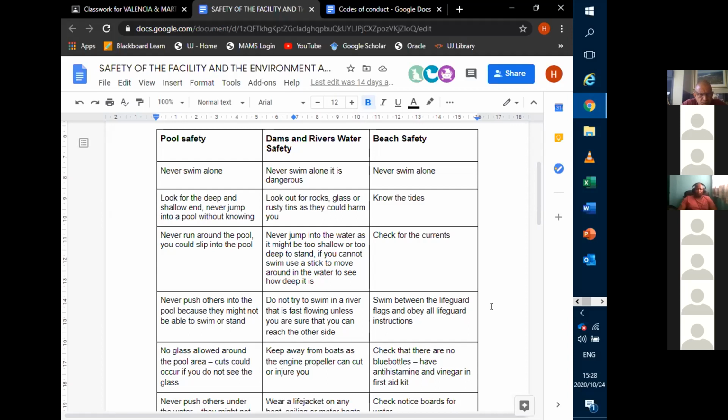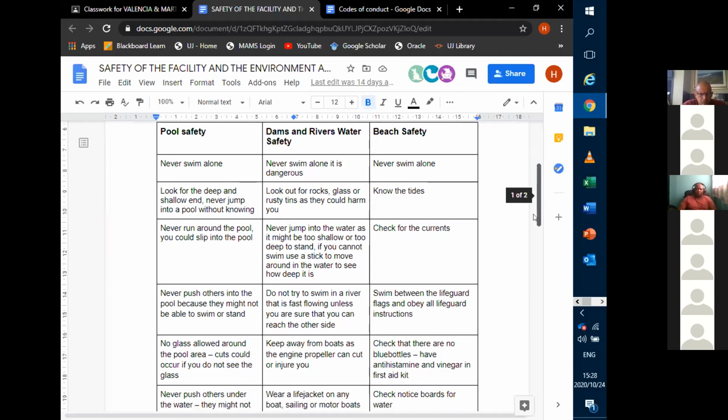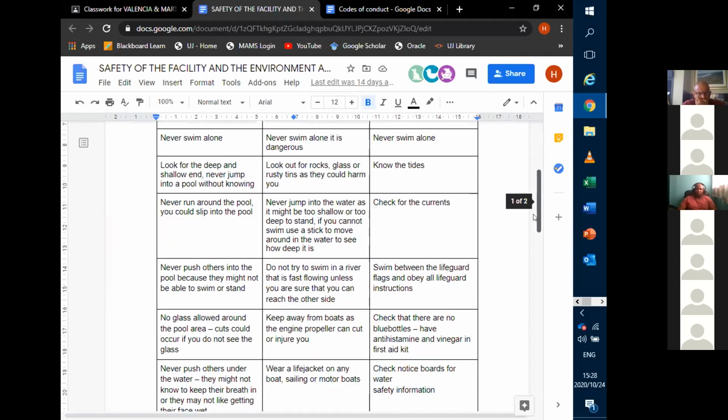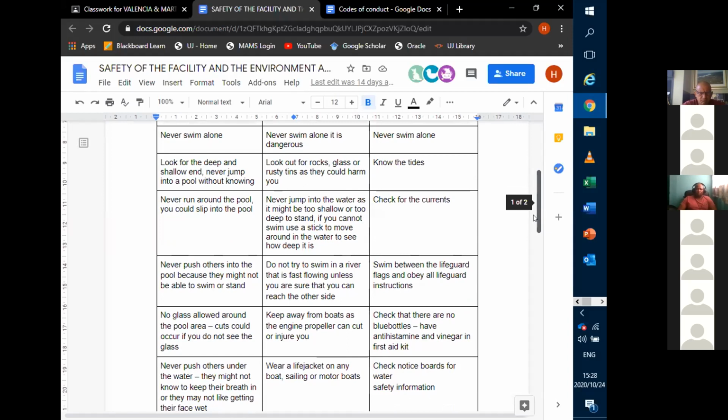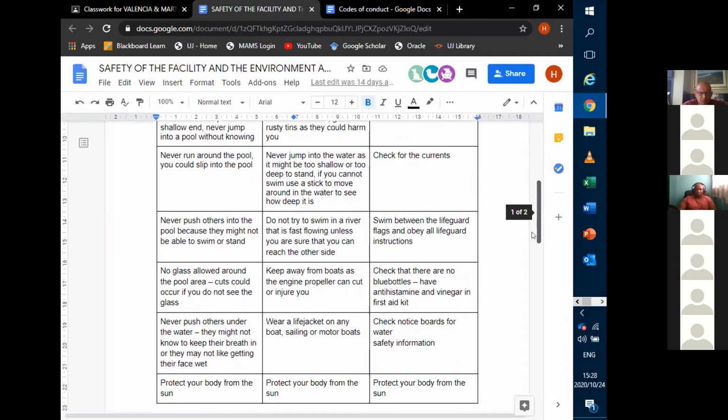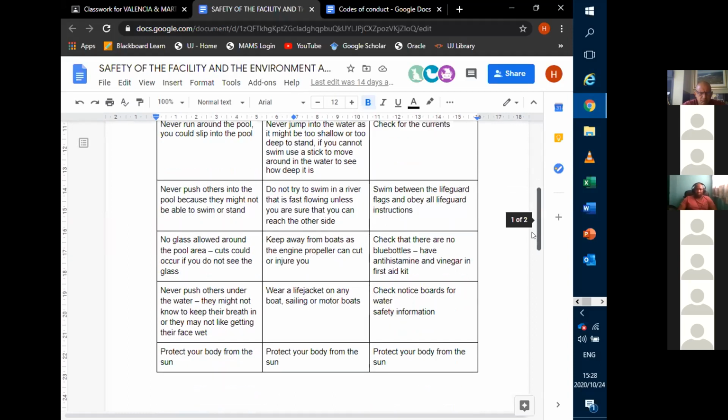Never run around the pool. You see, guys, this is normal practice. It's done every day. We all have to look at it, but you still have to teach them and you have to look after them. Never run around the pool, never jump into the water as it might be too shallow, and check for currents. Never push others into the pool because they might not be able to swim. Do not try to swim in a river that is fast flowing. Swim between the lifeguard flags.